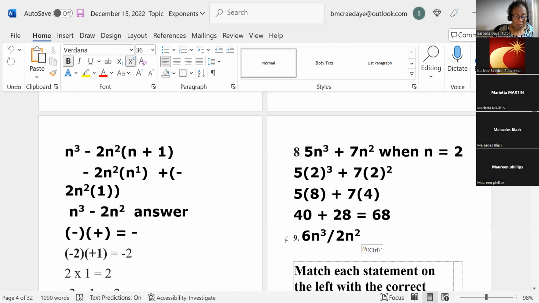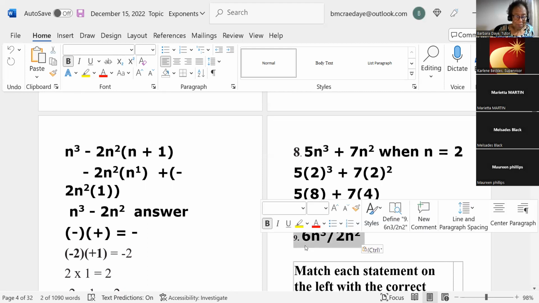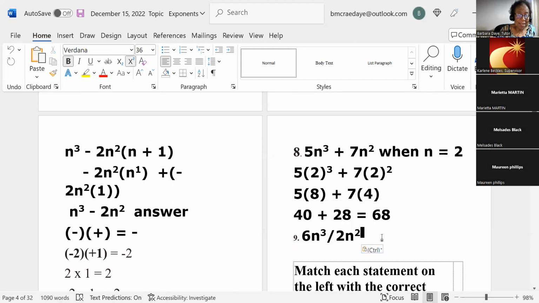So Maureen, now you can tell me the answer. Number 9 would be D. That's right, because 6 over 2 is 3. And subtract the 2 from the 3, and you get just N, right? So that's number 9. Let's put that here.